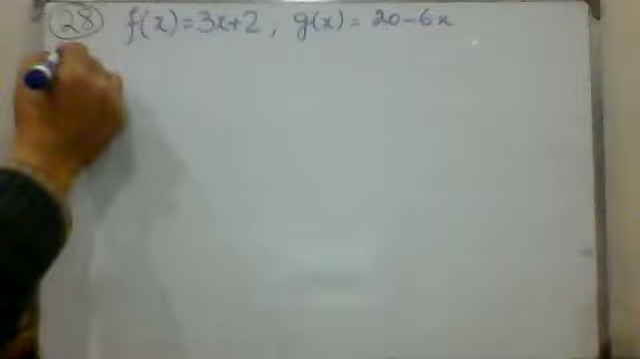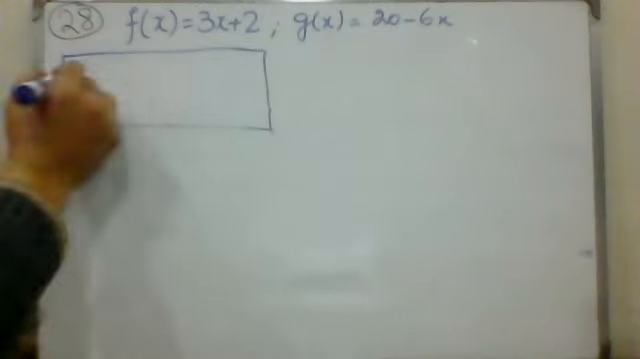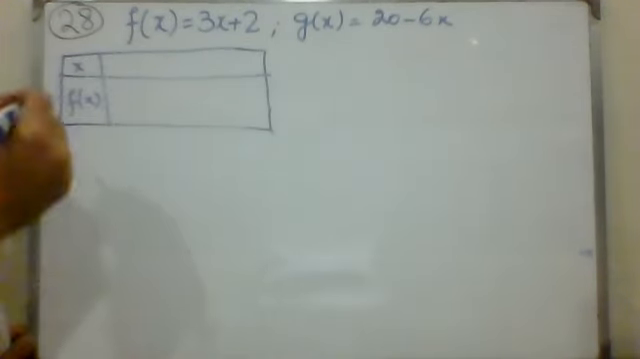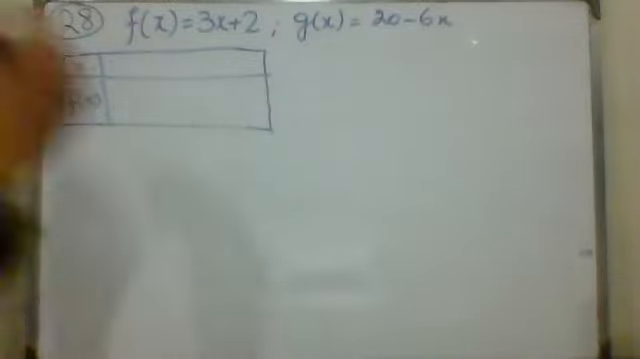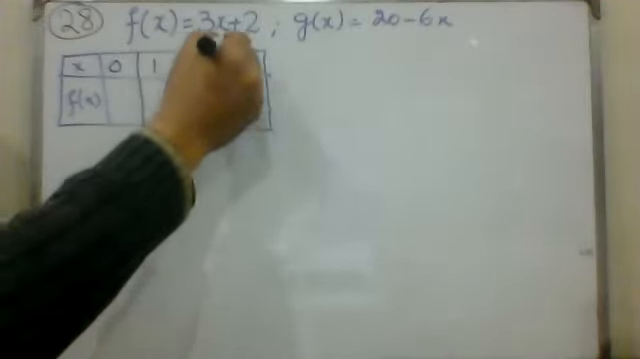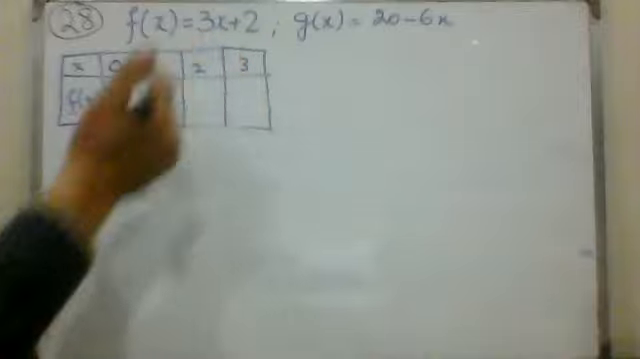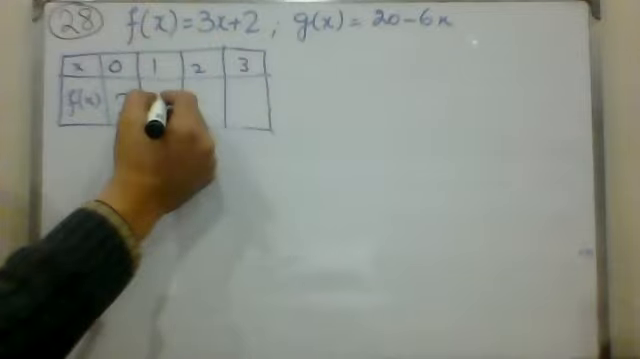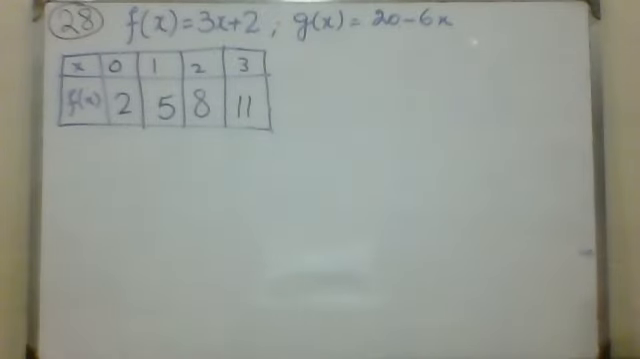So first draw the table and identify the region where x is greater than or equal to 0. So x, f of x. We take the values of x greater than 0 to draw our graph easily. f of x started from 0, then put 1, then 2, and then 3. When we put x as 0, we get answer 2. When we put x as 1, we get 5, and putting 2, we get 8, and then we get 11. So those are our answers.